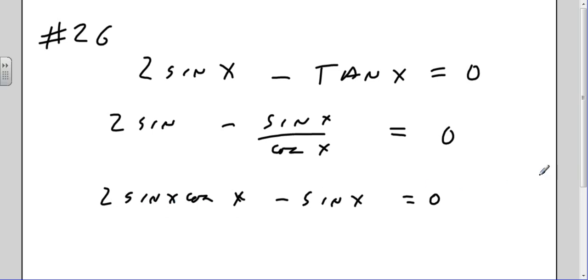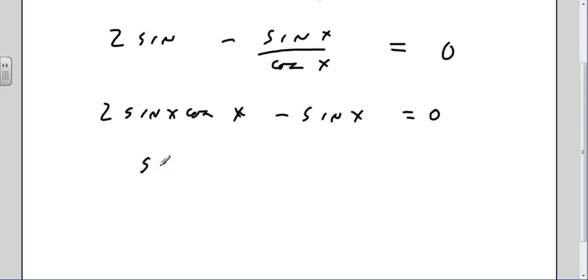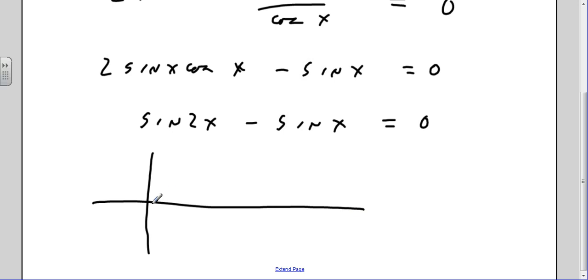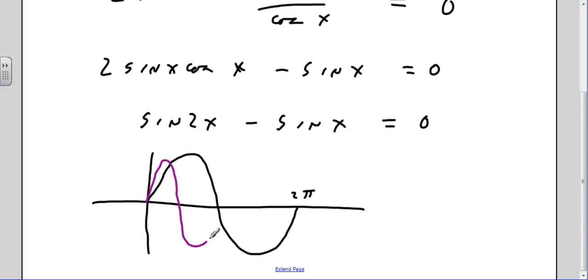We're going to recognize this as the double angle and call that sine 2x minus sine x is equal to 0. Okay, so we go from 0 to 2 pi. Sine x is going to go up, down, and back, and I'm going to get to 2 pi. And the sine of 2x is going to go up, down, back, up, down, back. So I'm looking at 1, 2, 3 answers.